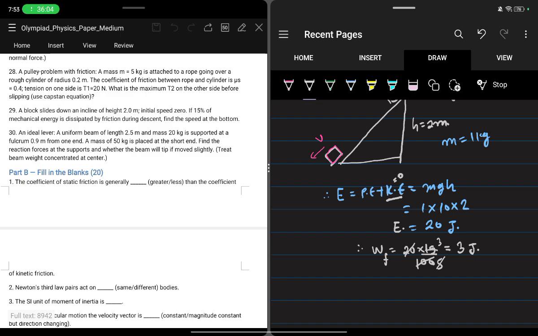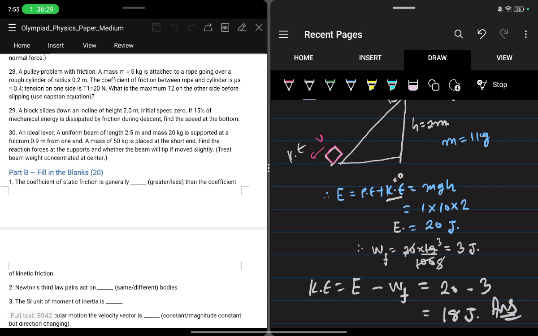So the kinetic energy at the bottom would be what? Total energy, that was E, minus energy dissipated by friction, right? Total energy E is 20 joules, yes or no? Minus energy dissipated by friction, that is 3 joule. So it would be 18 joule. Okay, this would be the answer.